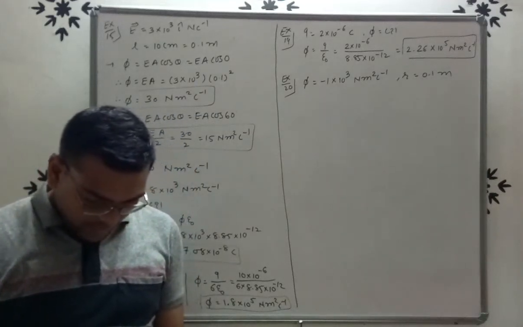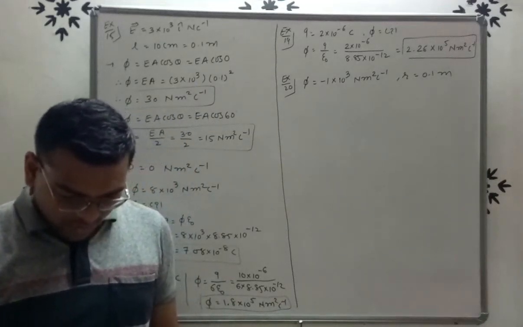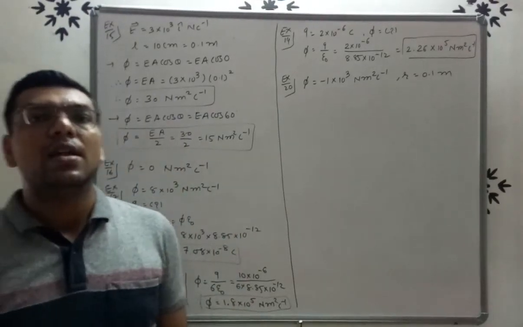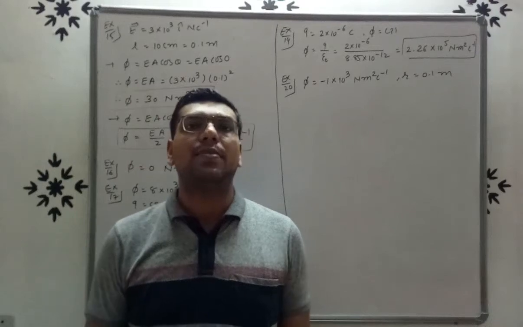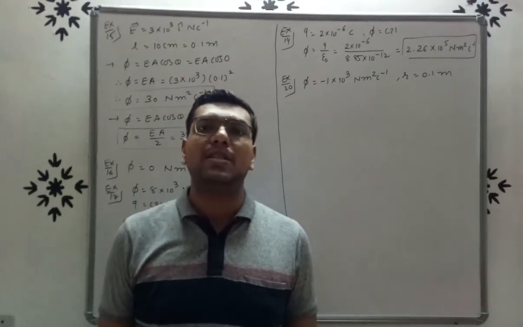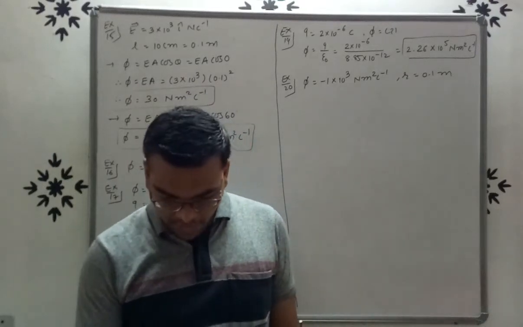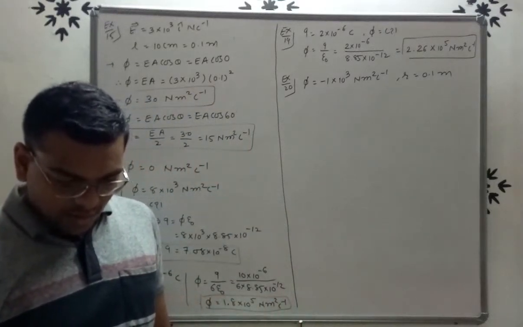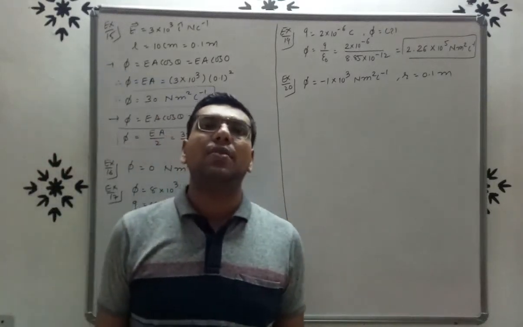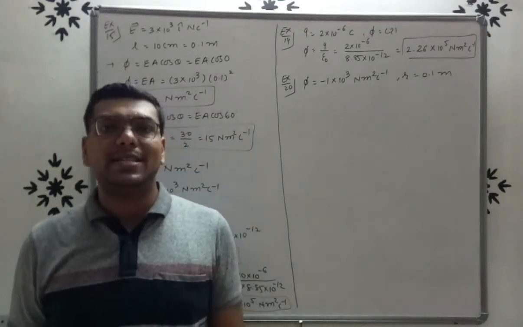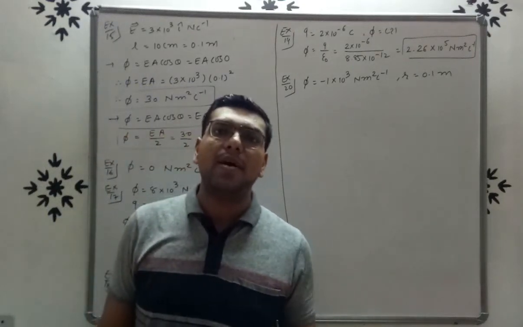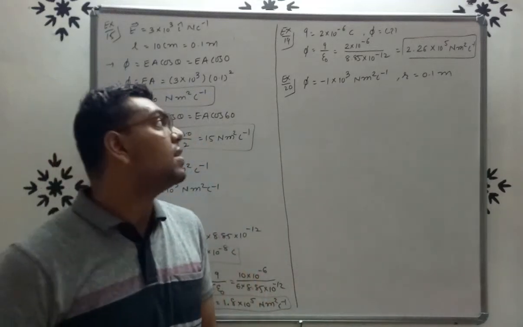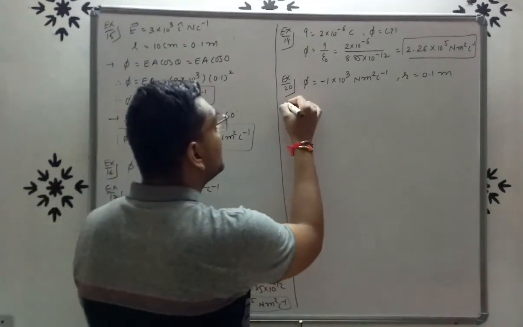If the radius of the Gaussian surface were doubled, how much flux would pass through the surface? Now we know the formula of flux: phi is equal to Q by epsilon 0. As per the question, the radius is doubled. So the flux does not depend on the radius, right? So whether the radius is doubled or halved, there will be no change in flux. So the flux phi will remain the same.